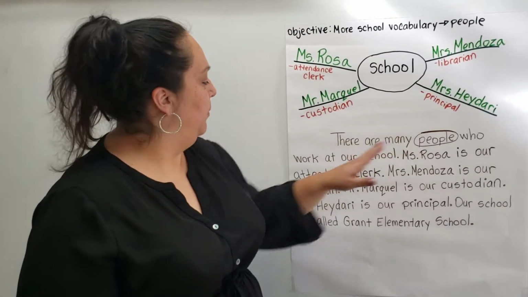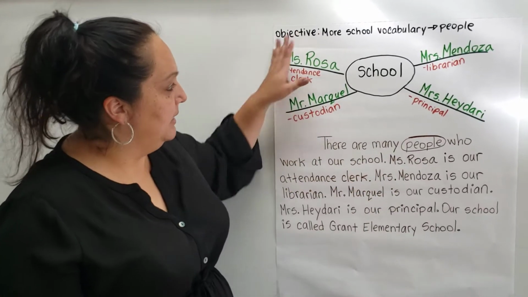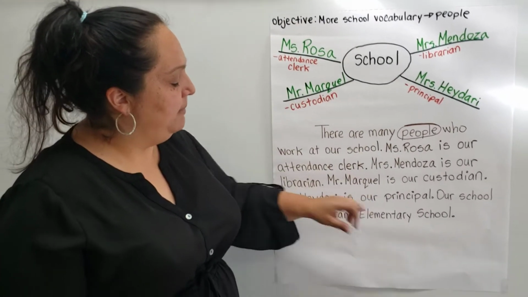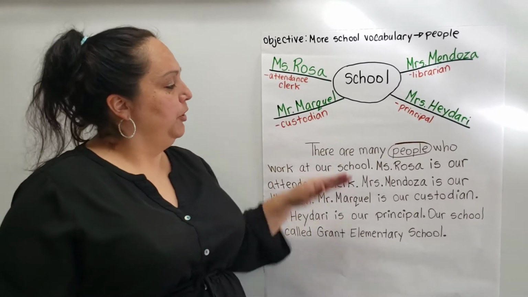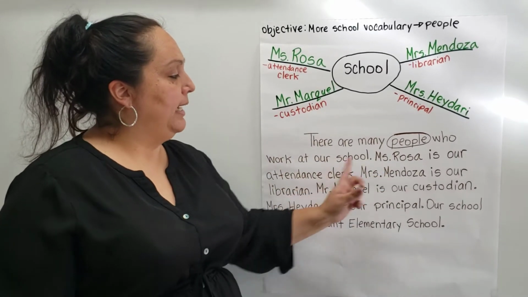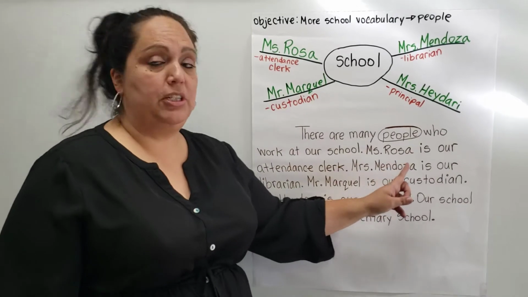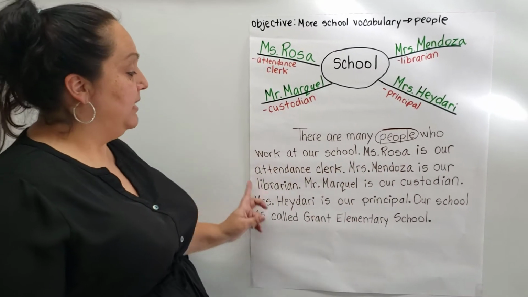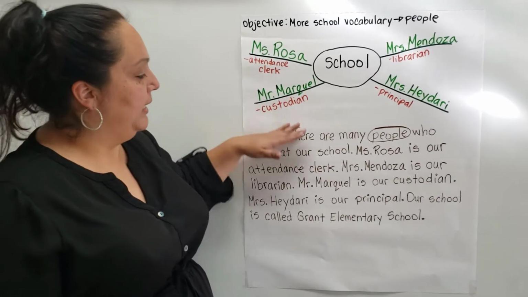There are many people who work at our school, and I went ahead and I put the sentences with the people in the same type of sentence structure, so it's very repetitive. And as usual, you're going to want to write your paragraph. You're going to want to read it out loud with your finger focused on directionality, especially for students who don't have the same directionality as us in terms of their home language. And then you're going to read it together.